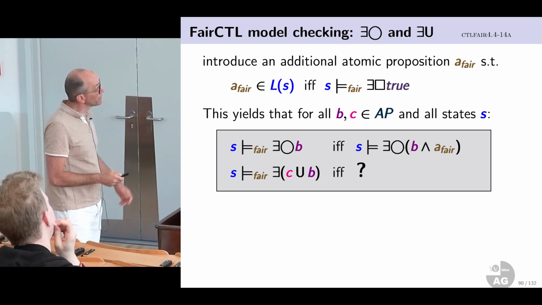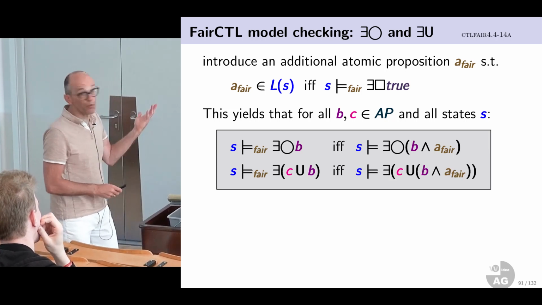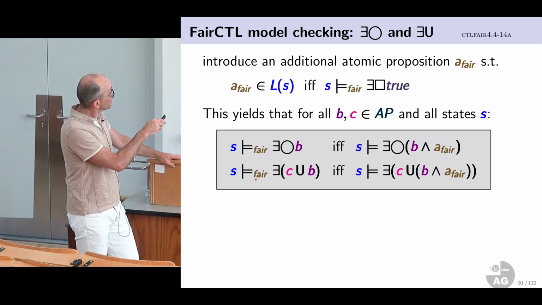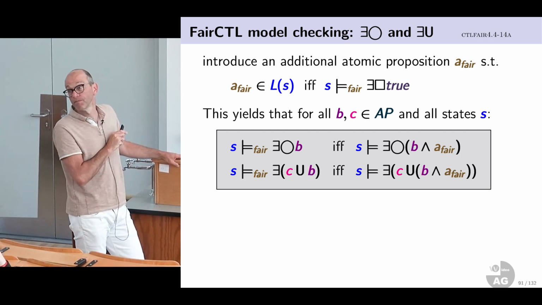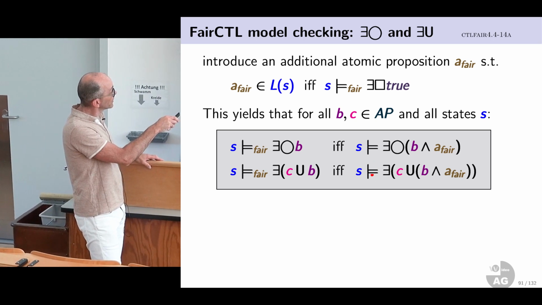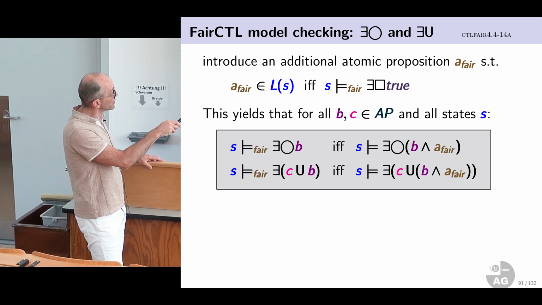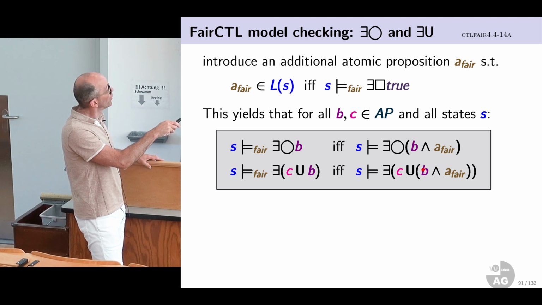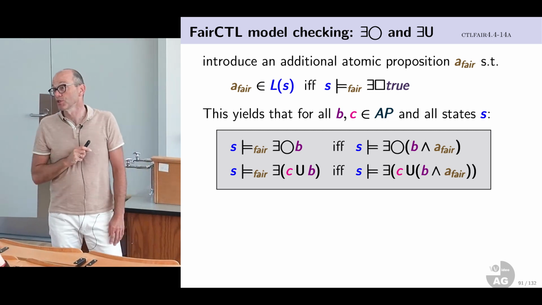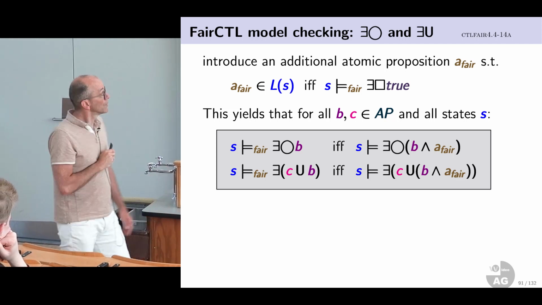Good. And the proof goes completely analogously, you can do it for until. So if you want to check whether for state S under a fairness assumption the state satisfies there exists a path for which C holds until you reach a B state, this is equivalent to saying, under the standard CTL semantics, S satisfies there exists a path such that C holds until you reach a state where B holds and that state is fair. That means from that B state there is at least one fair path starting from there, and that is indicated by this extra atomic proposition.